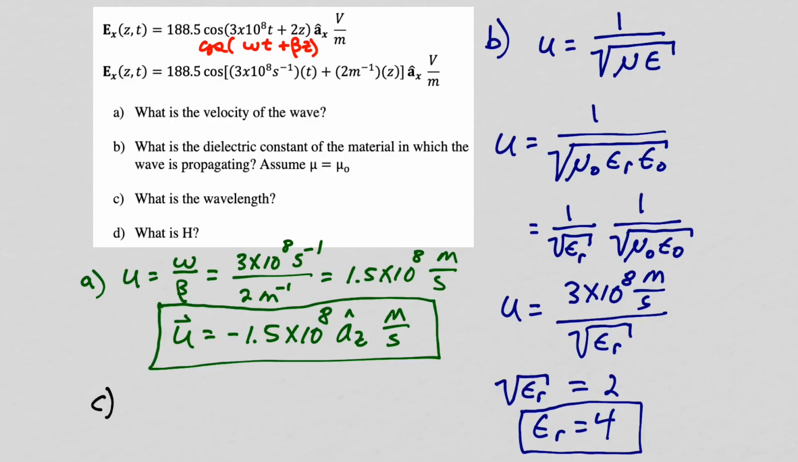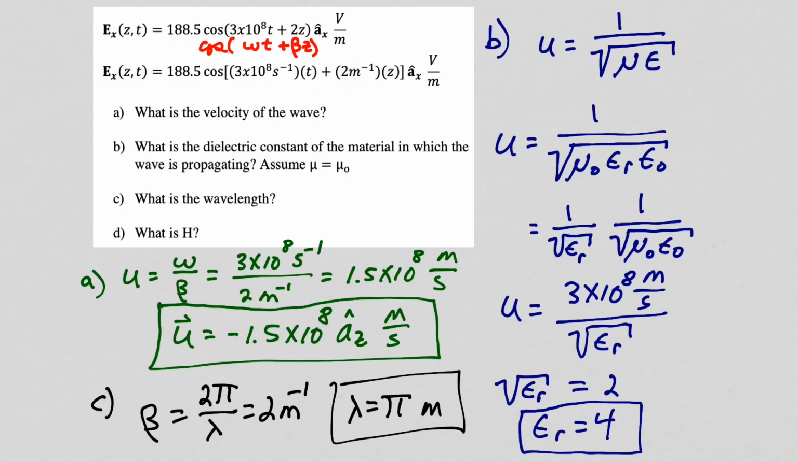So part C is asking us for the wavelength. Well, we know the wave number is equal to 2 pi over the wavelength, and our beta is 2 inverse meters. So the wavelength of this wave is pi meters.